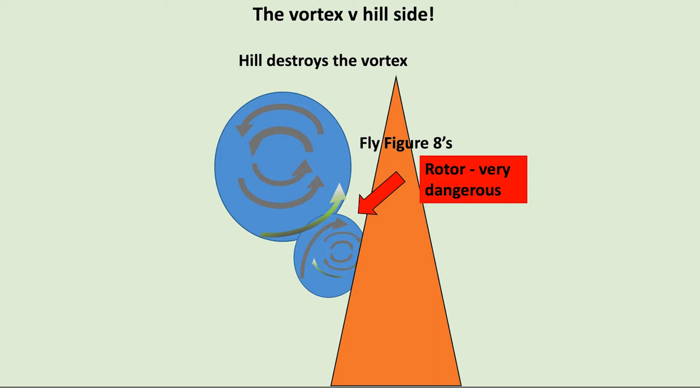The vortex versus the hillside. You'll have seen from the wind tunnel app that any interference of the motion of fluids and the air with any obstruction will destroy the vortex. And so we get no vortex next to ridges and mountains, only above them.